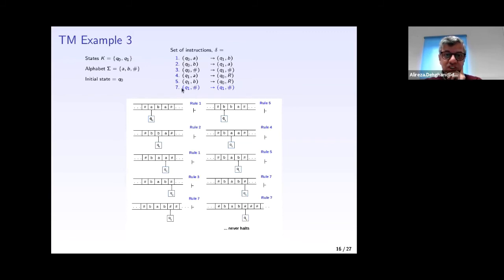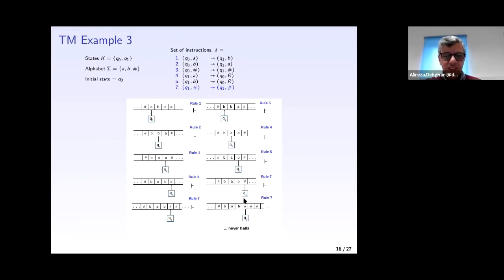So let's change this rule. Let's change it to Q1 and this symbol, and don't move. We don't move to the right, but we write the blank again. So if we are here, we stay there, we don't change the blank. Although we don't move toward the right, the machine does not stop and halt in this situation.